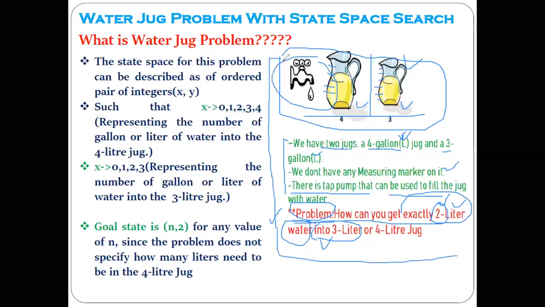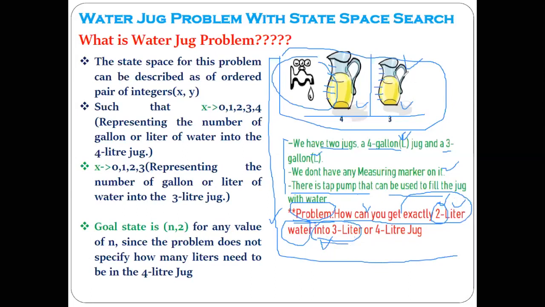First, we need to understand what exactly the problem is. According to the steps we have seen, first the AI agent needs to identify what exactly the problem is. Then only can the AI agent do the planning to solve that problem, apply some technique, and so on. Correct. So this is the problem we have to solve: how you can get exactly 2 liters of water into the 3 liter jug.